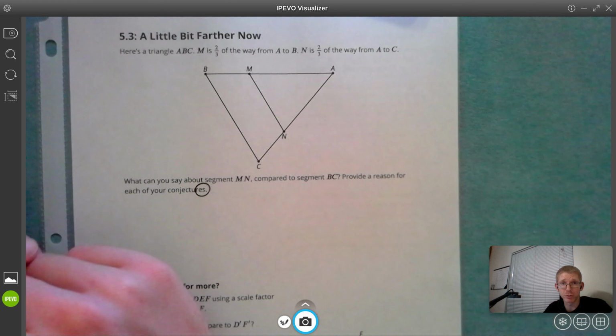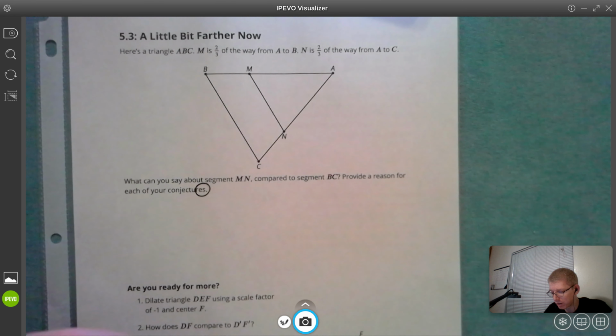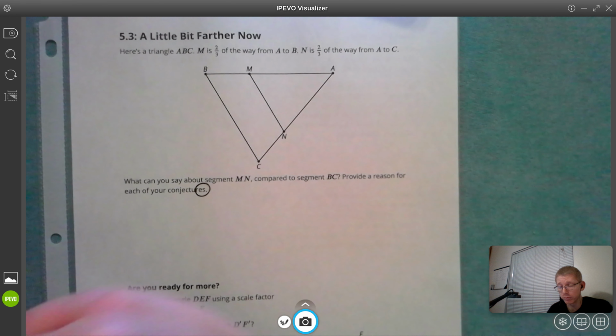All right, thank you so much for thinking about this and for sharing with a partner. Let's go ahead and identify two conjectures that we could have written.